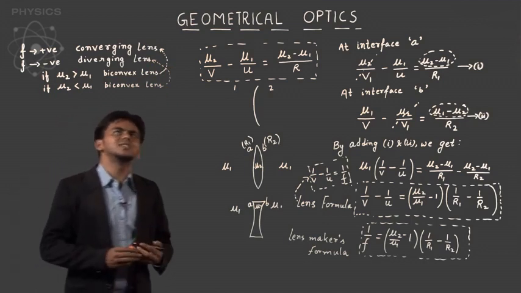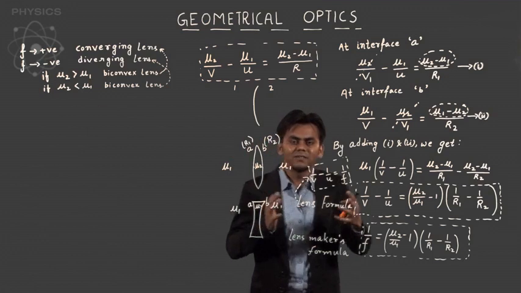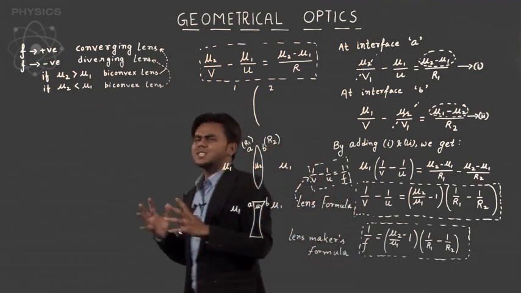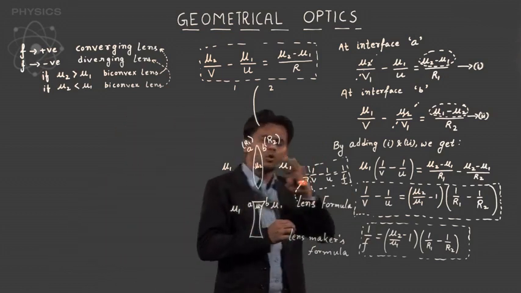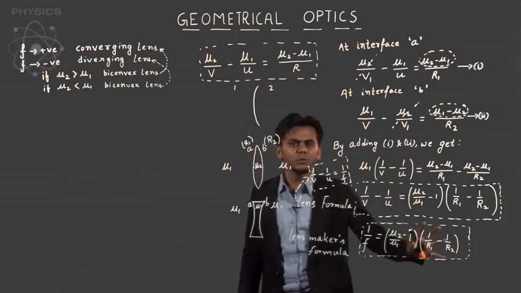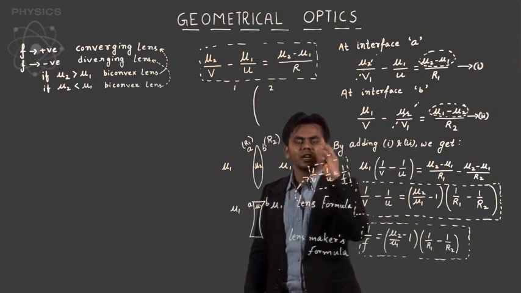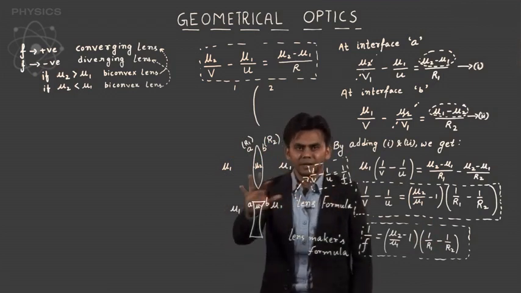Now I can further say it for a biconcave lens, convexo-concave lens, or a concavo-convex lens, but those things don't make sense. It becomes repetitive after some point of time. So I won't go into the details of it. Just understand that I have to use this lens maker's formula to find out if f is positive or negative. When f is positive, you have a converging lens, and when f is negative, you have a diverging lens, and the geometry is independent of it.